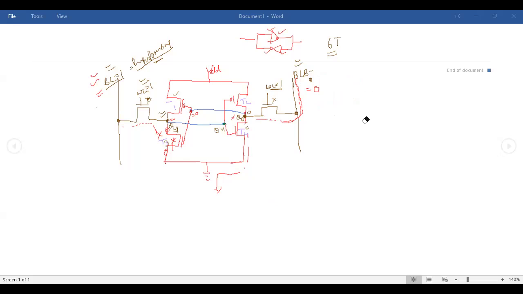The read operation means whatever you have on the data Q and QB, the same data should get reflected on BL and BLB, despite having high potential on BL and BLB in the start.